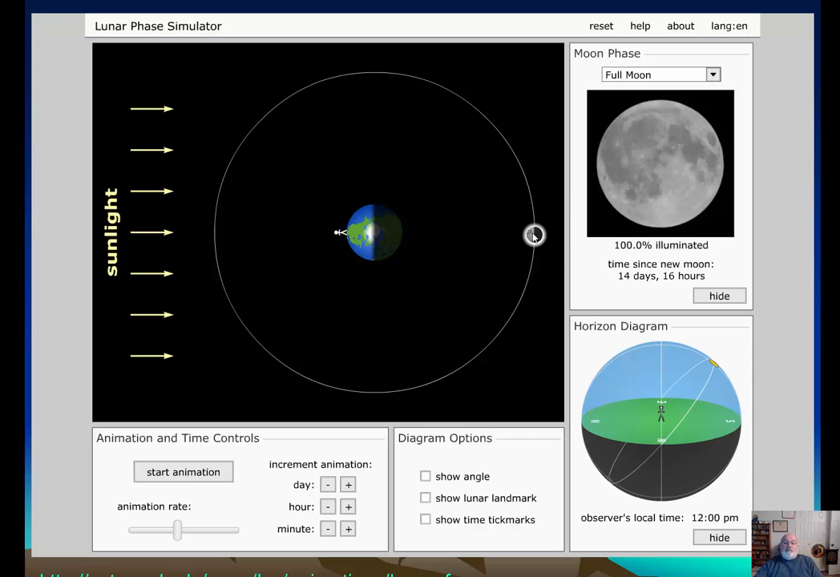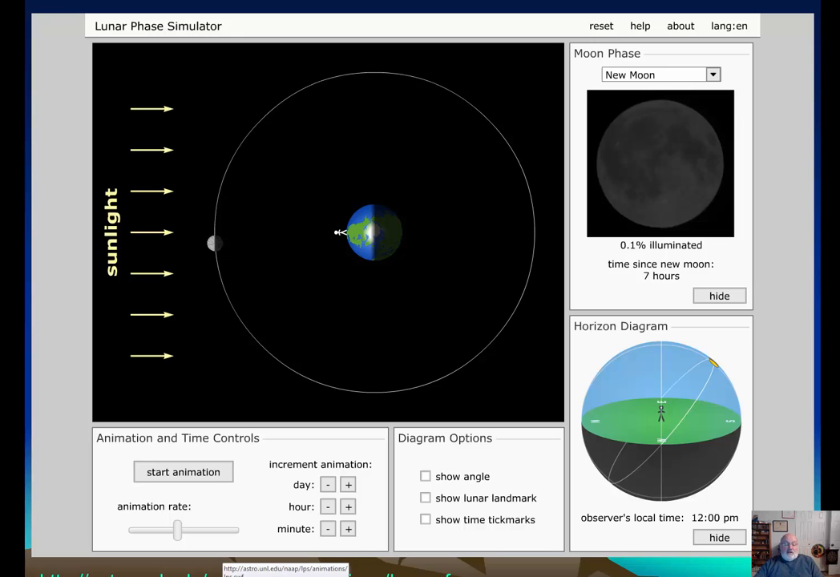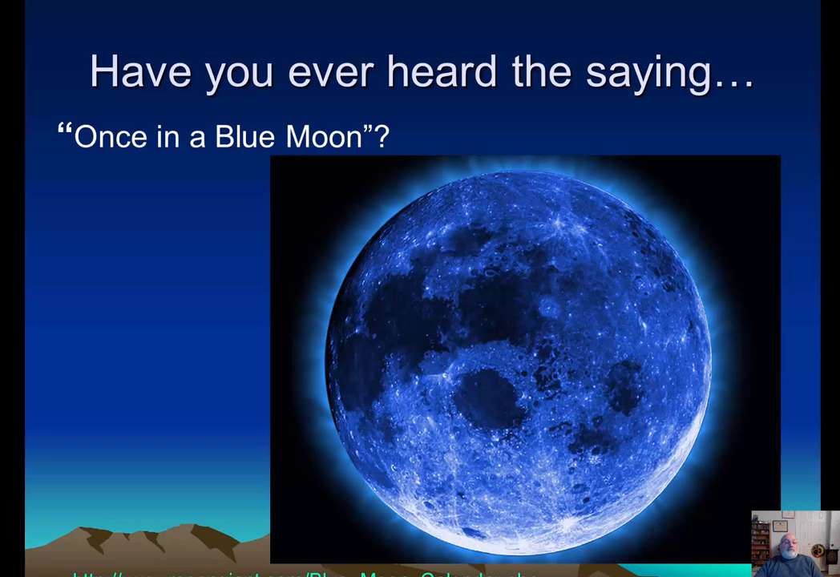So there's the full moon, and then we move over to a waning gibbous, last quarter, waning crescent, and then all the way back to a new moon. You can get that shock wave by going to this location.